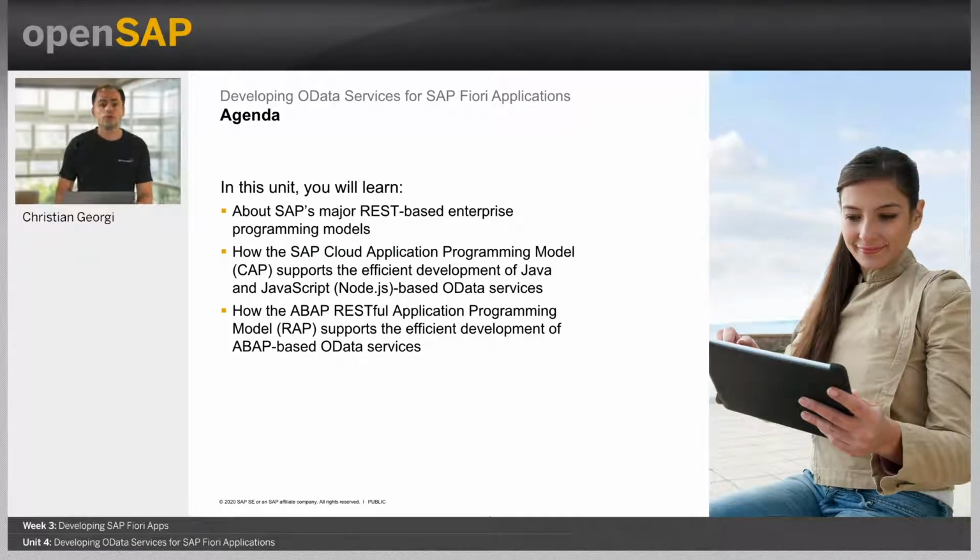You are going to learn about the two major REST-based enterprise programming models of SAP. These are the SAP Cloud Application Programming Model, or CAP for short, with which you can develop OData services in Java or Node.js JavaScript. Secondly, you will see the ABAP RESTful Application Programming Model, or RAP in short, which allows you to develop OData services with the well-known ABAP programming language and infrastructure.